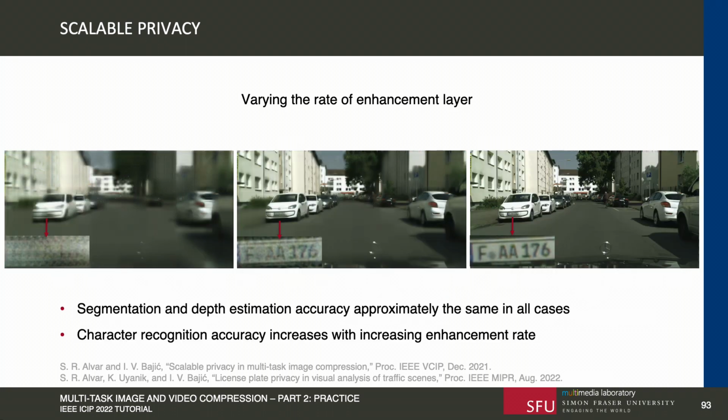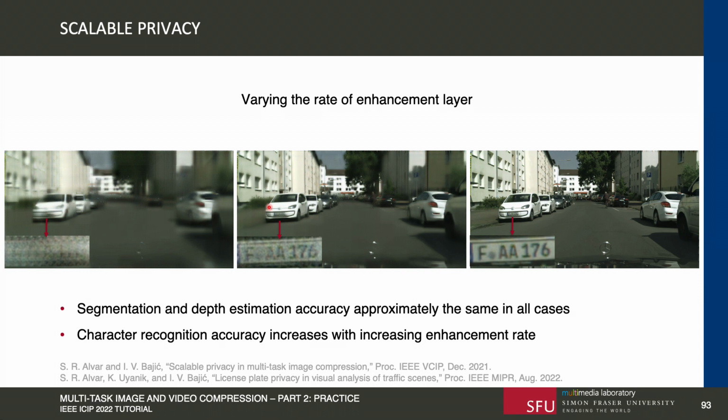And some of the visual examples are shown here. So this leftmost image corresponds to the very highly compressed enhancement layer, so mostly the base layer features, the ones that correspond to non-private tasks, are present here, and this is the kind of reconstruction of the input image that's possible from there. So you can still see the objects here, the road and so on, but license plates are completely obliterated, so nothing can be seen there.